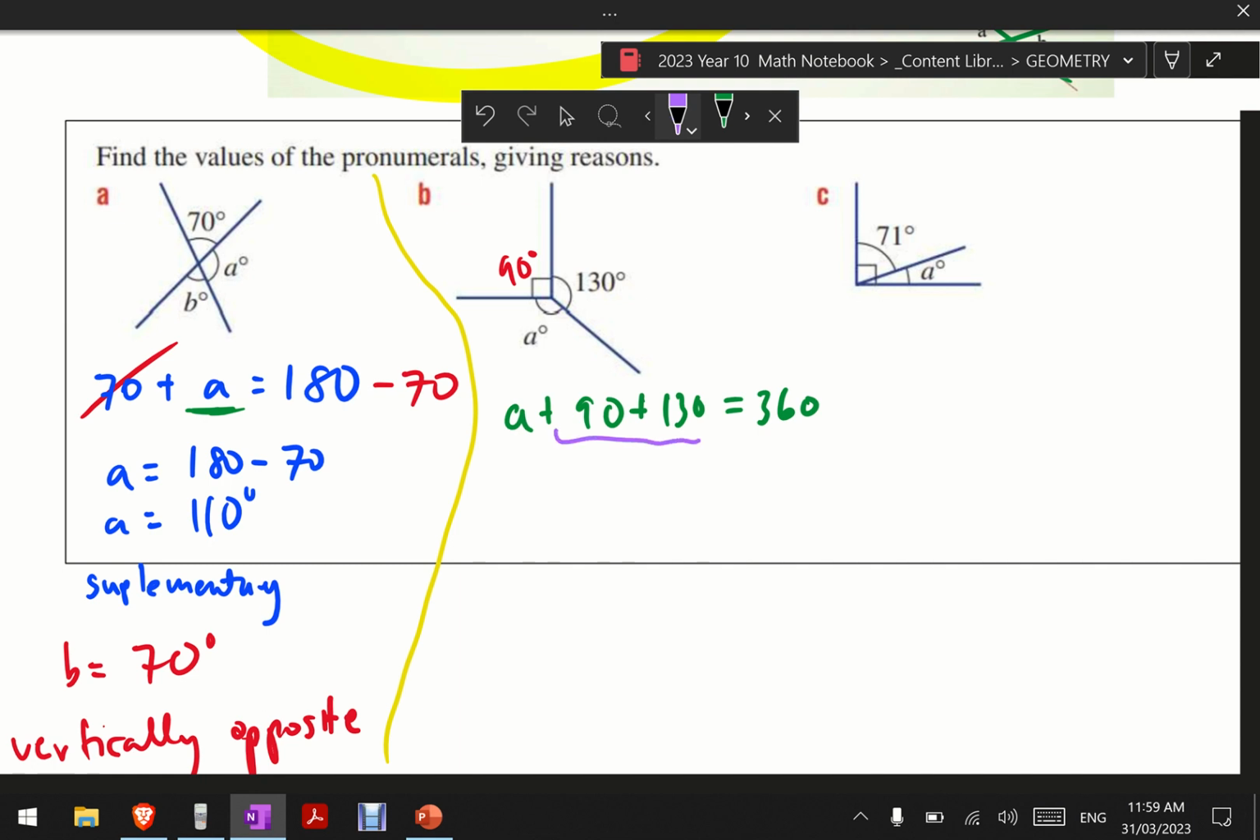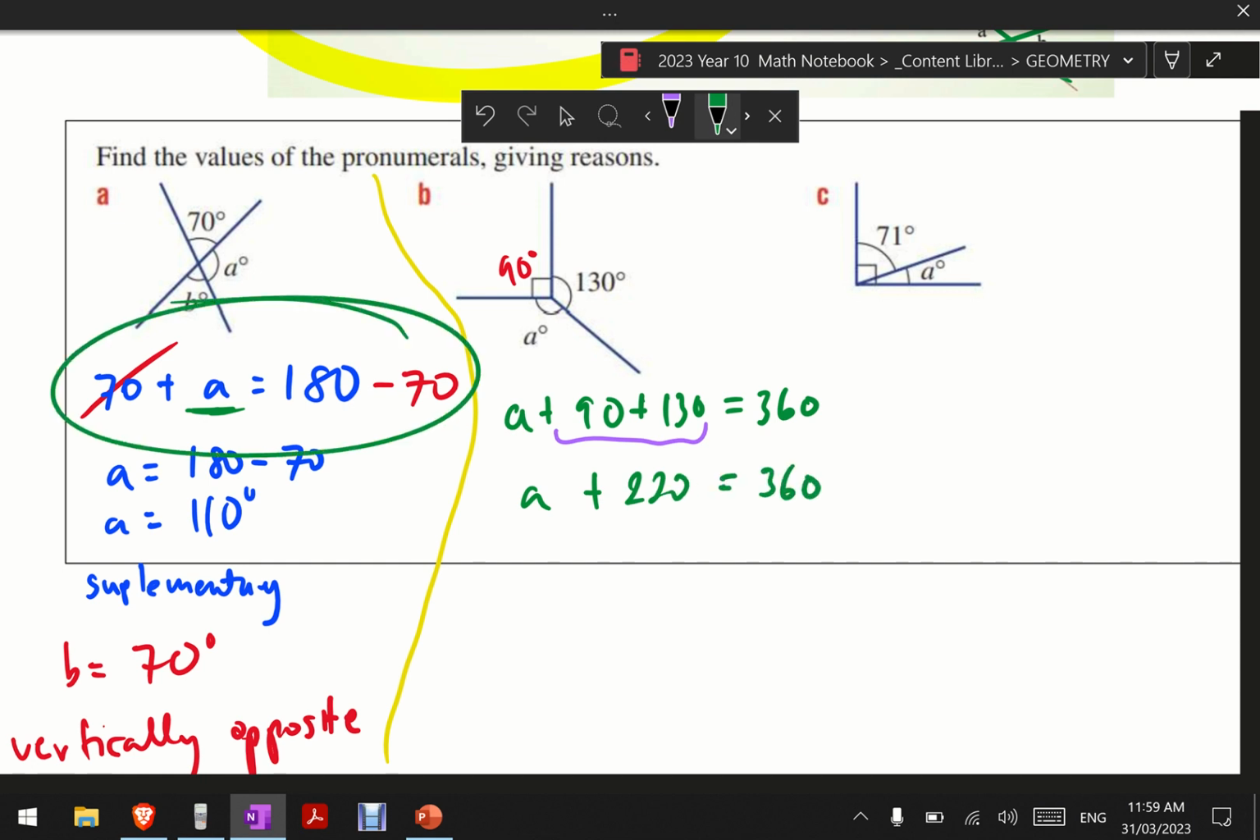I want to put 90 and 130 together first, yeah? So it's going to become this. What's 90 plus 130? 220, right? So A plus 220 equals 360. Now, this is exactly the same as what we had previously.